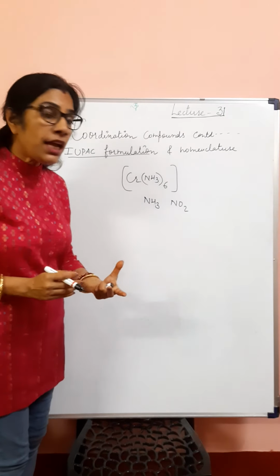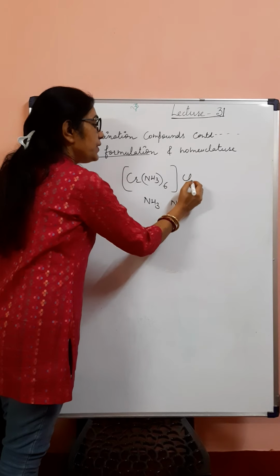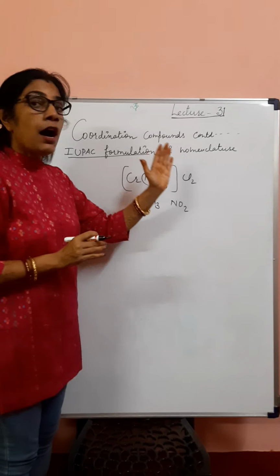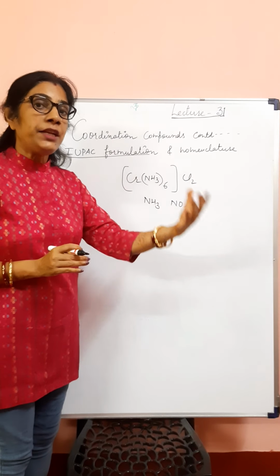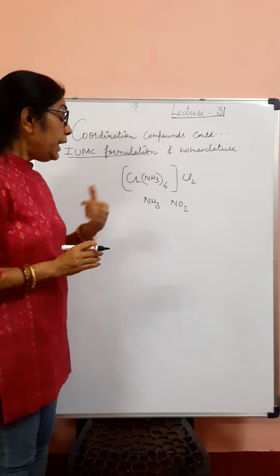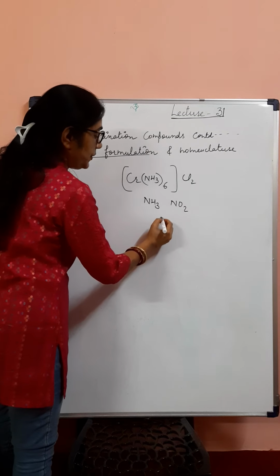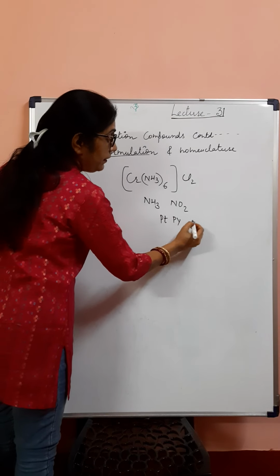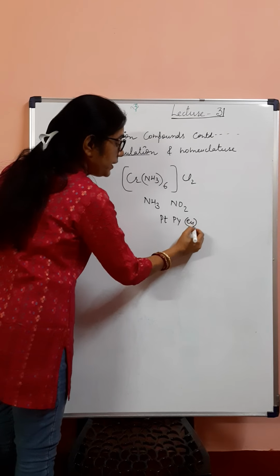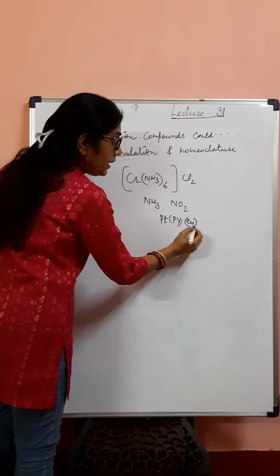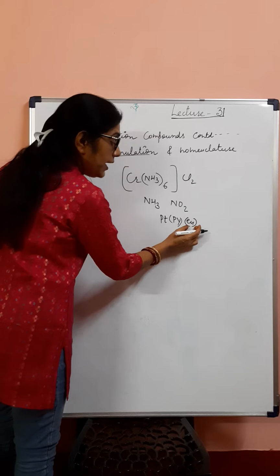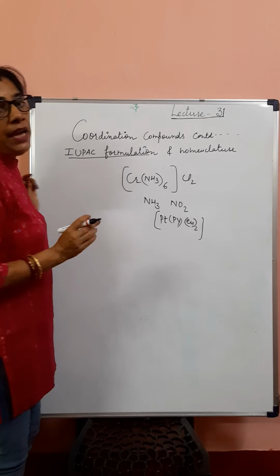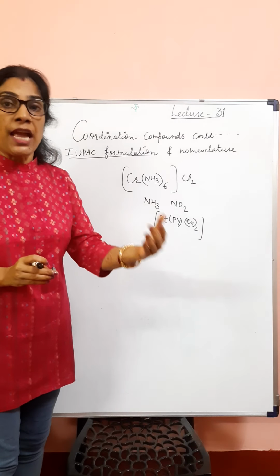Now the counter ions, suppose Cl2 is there, sulfate is there and so on, those should be written outside the bracket, outside the coordination sphere. If complex ligands are present, suppose pyridine is there, then ethylenediamine is there, in that case these complex ligands have to be represented in small parentheses, that is small brackets.